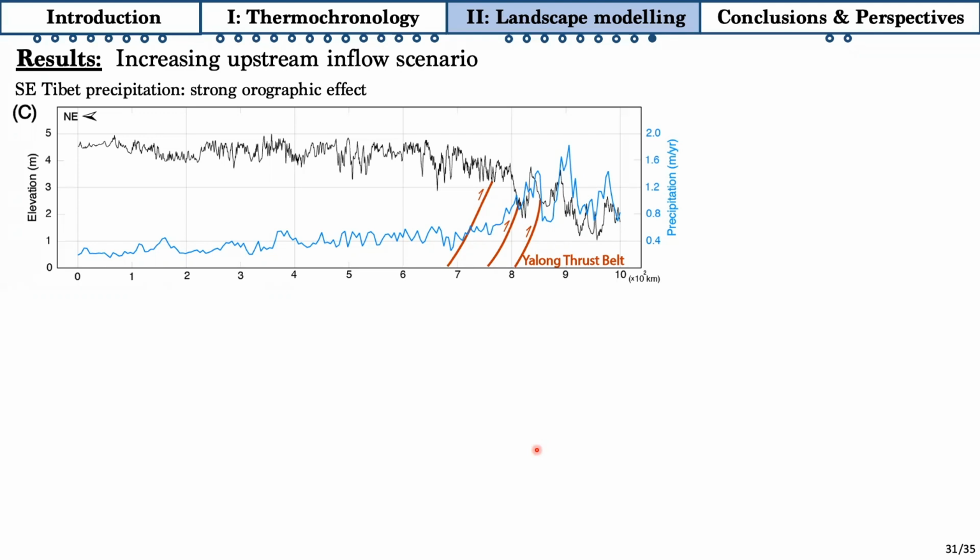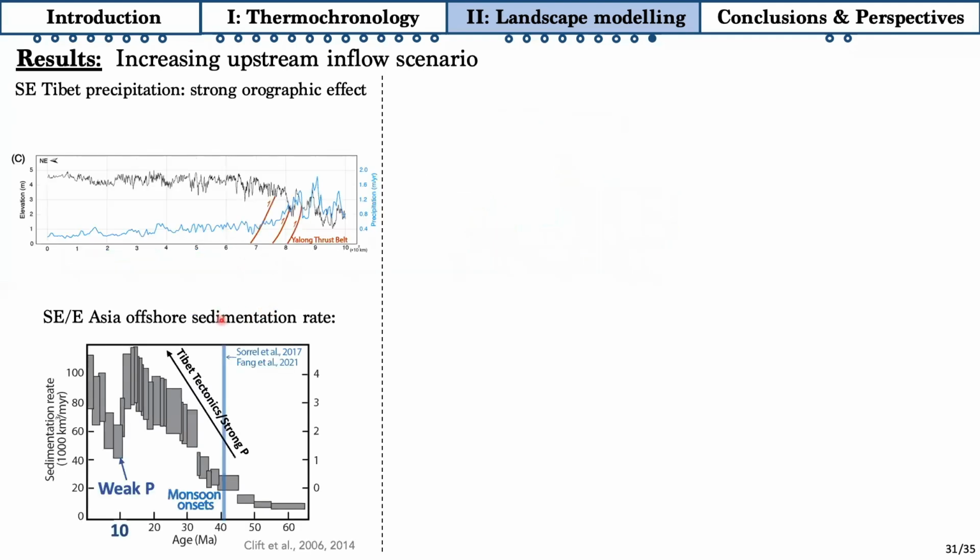So first of all, in Southeast Tibet, we observe a very strong orographic precipitation effect reducing the precipitation once we pass an elevation of 3,000 meters along the Yalong thrust belt, and the effective precipitation decreases from 1 meter per year to 0.2 meter per year. Also, the offshore sedimentary rotation rate in the epicontinental seas from East and South Asia shows a strong precipitation since at least the onset of the monsoon, and a very weak precipitation during 10 to 5 million years.